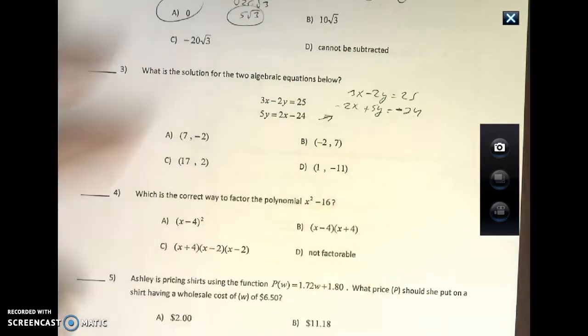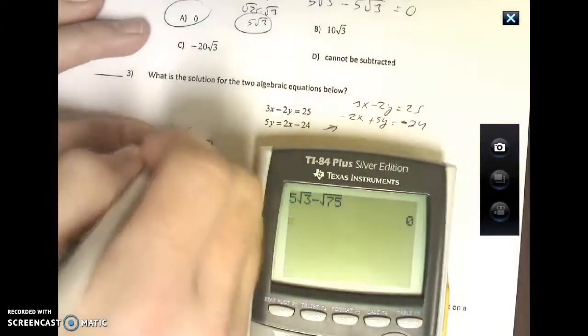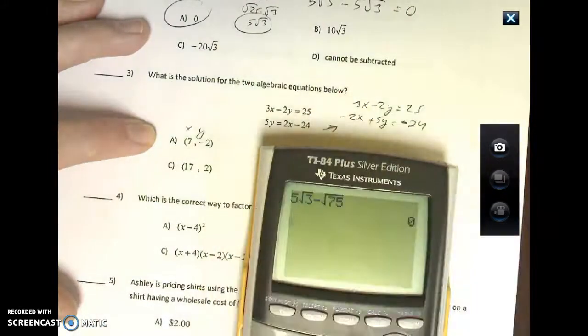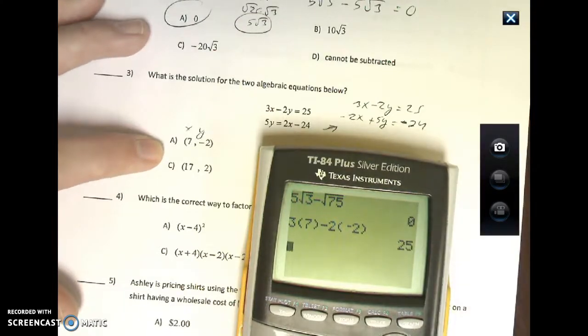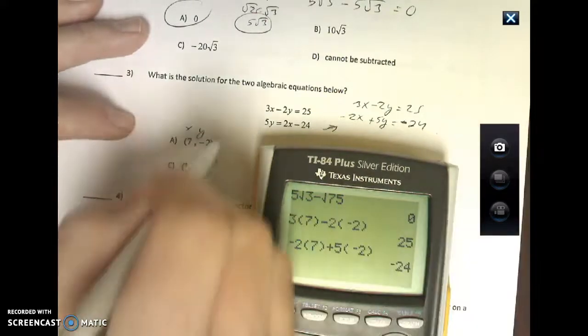What I mean by that is, take a look at answer A. Answer A is 7 and negative 2. This is your X, this is your Y. So look at the first equation. 3 times 7 minus 2 times negative 2. If I hit enter, I should get 25. I do. So now let's check out the second equation. Negative 2 times 7 plus 5 times negative 2. If I hit enter, I should get negative 24. I do get it. Oh, I was lucky.